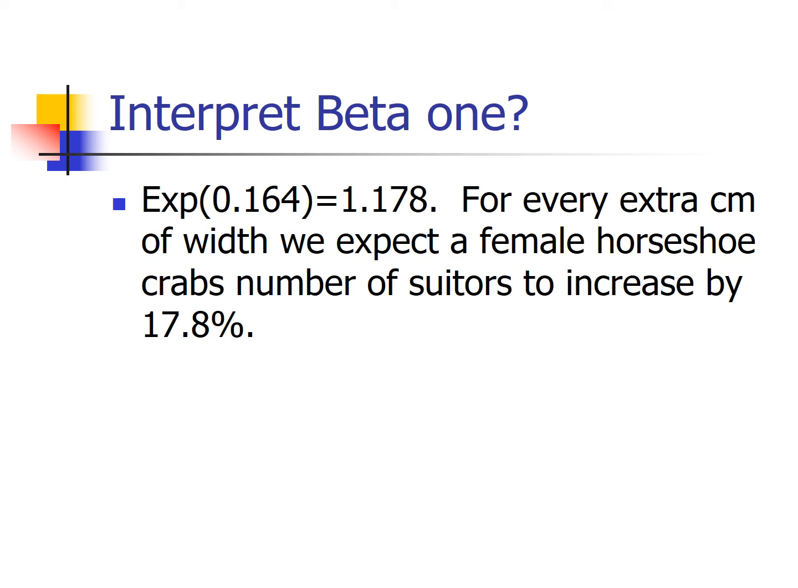How would I interpret the beta 1? Well, again, it's on the log scale. So I can't interpret it, at least not intuitively, not in the context of a unit we're interested in, just by itself. I would instead interpret it exponentiated. So I exponentiate that, I get 1.178. That's basically saying for every extra centimeter of width, we would expect the female horseshoe crab's number of suitors to increase by 17.8%. Yeah, straightforward enough, hopefully.